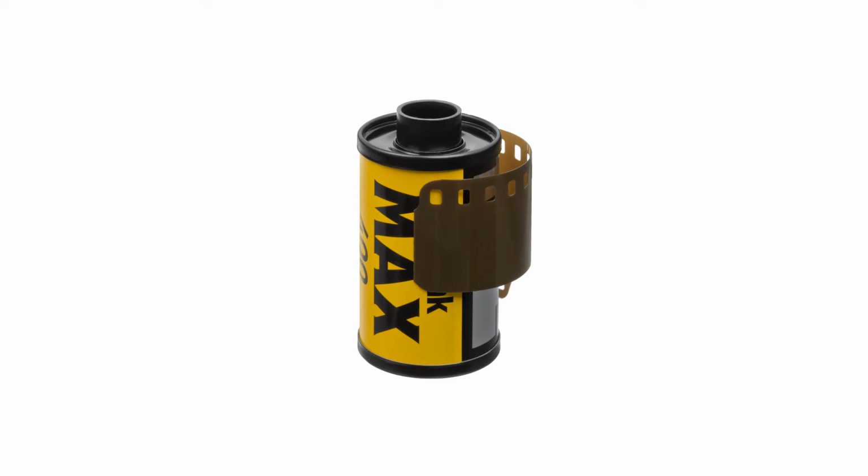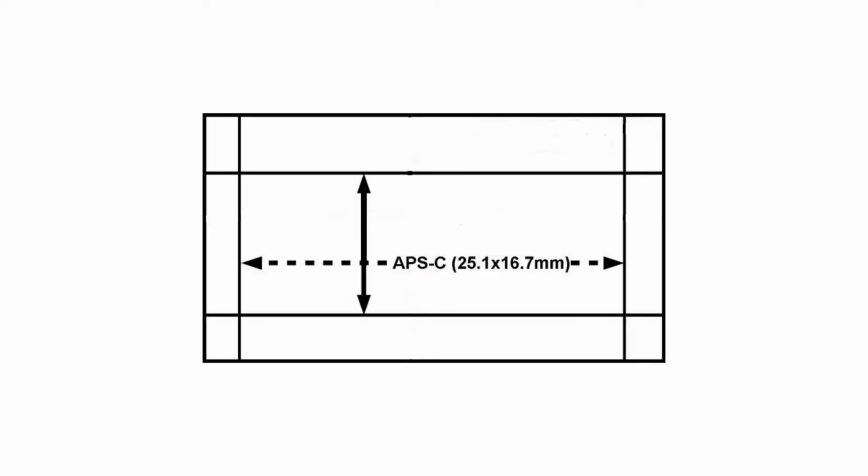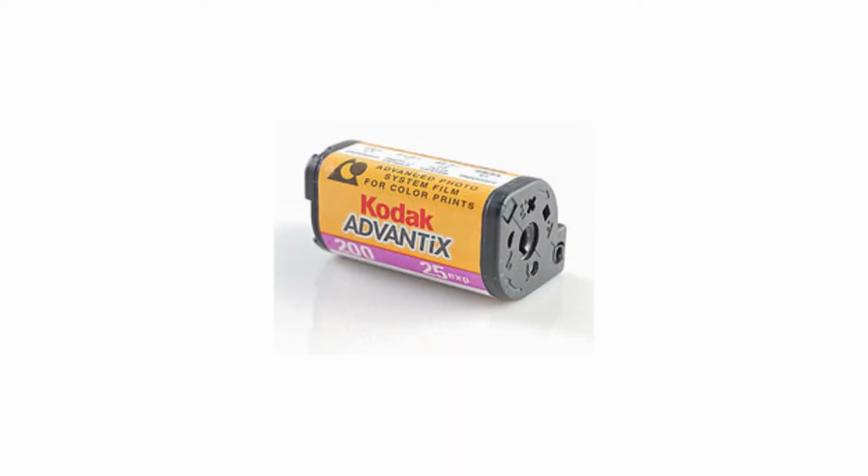Before we talk about the advantages and disadvantages of each of these sensors, let's talk about how these sensors originated in the first place. Full frame sensors get their dimension from the classic 35mm film roll, which has a dimension of 36mm x 24mm. APS-C or Advanced Photo System Type C sensors get their dimensions from the Advanced Photo Systems film roll, which again has a dimension of 25.1mm x 16.7mm.